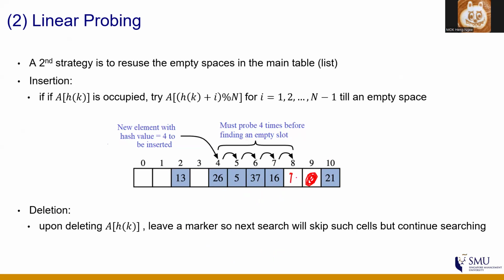Okay, you put a defunct note there. So that when a search happens, the search goes down the list and it sees defunct, it will carry on searching. It won't stop. On the other hand, during an insertion, when it sees defunct, it will safely insert the element there.